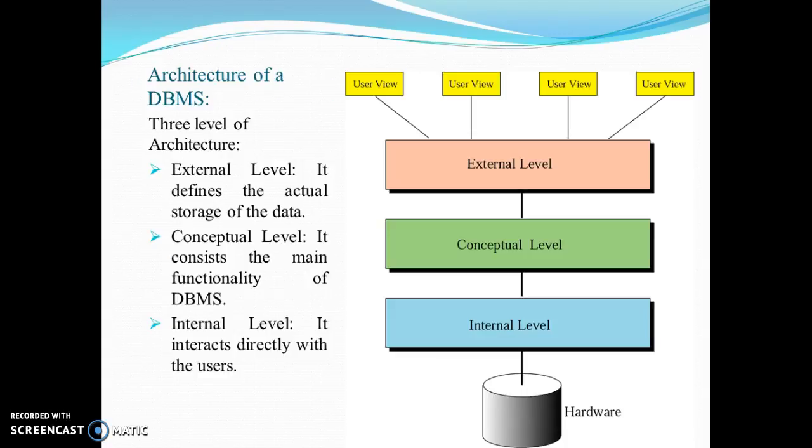Okay, now the architecture of a DBMS. It consists of three levels of architecture. The first one is called the external level, the second one is called the conceptual level, and the third one is called the internal level. The external level defines the actual storage of the data. The conceptual level consists of the main functionality of the DBMS. And the internal level interacts directly with the users. The structure is given below.